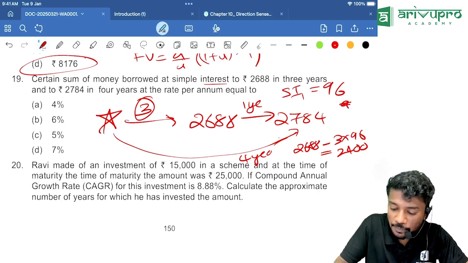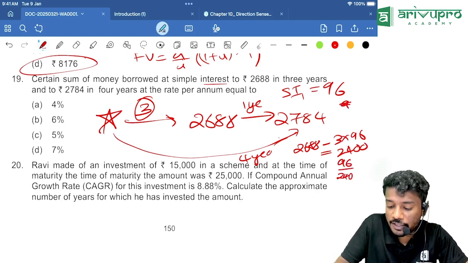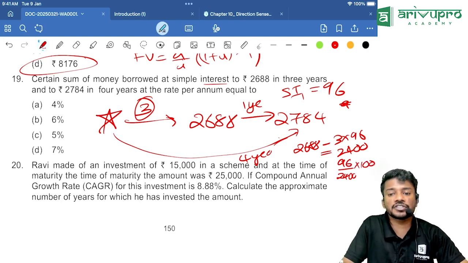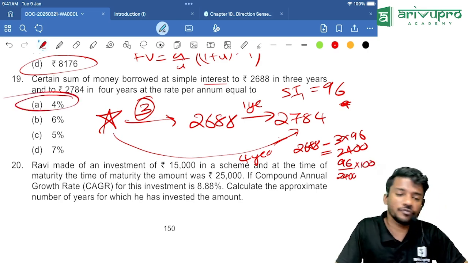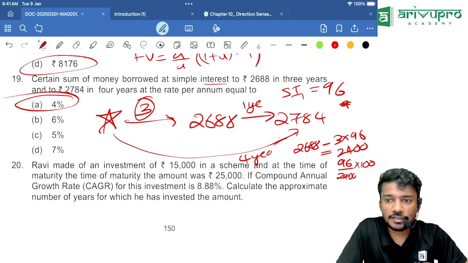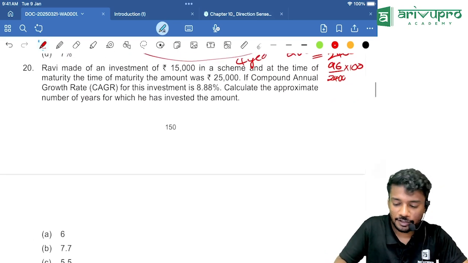Now how will you find the rate of interest? 96 divided by 2400 into 100. How much is it, people? 4%. Yes. Fine. Got it? Now the next one. Oh, good question.